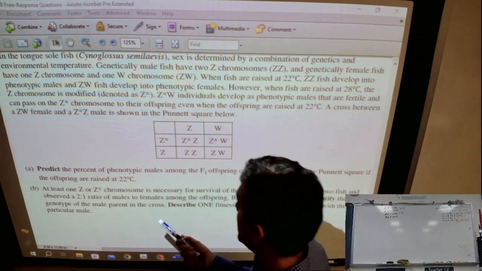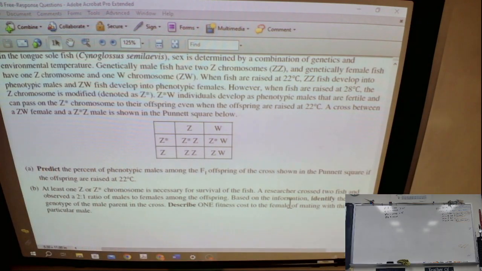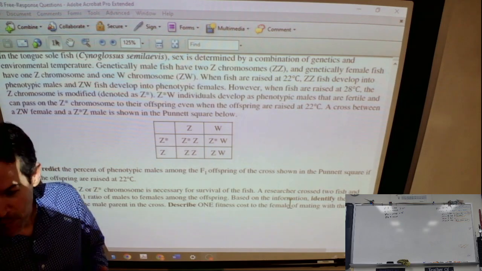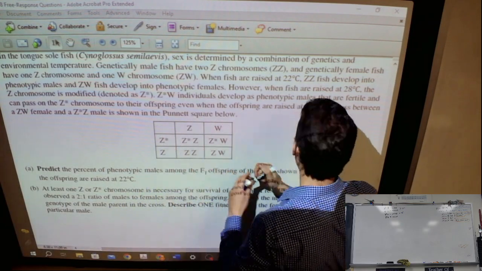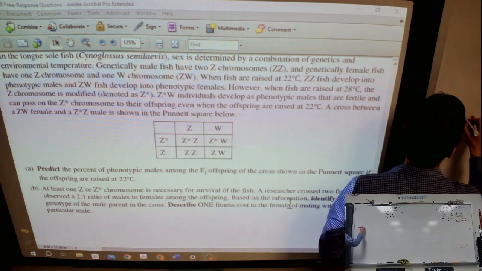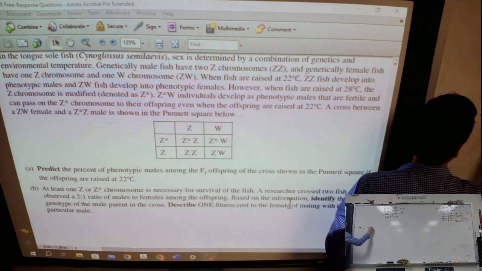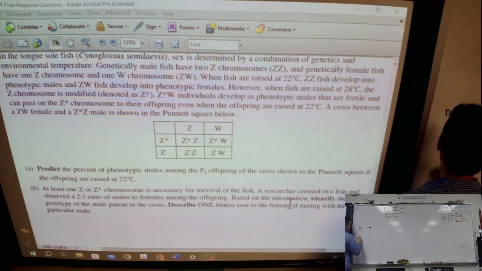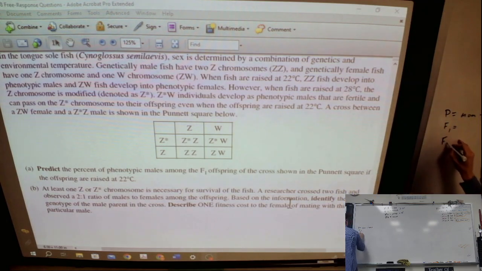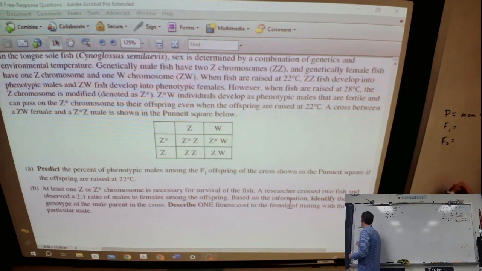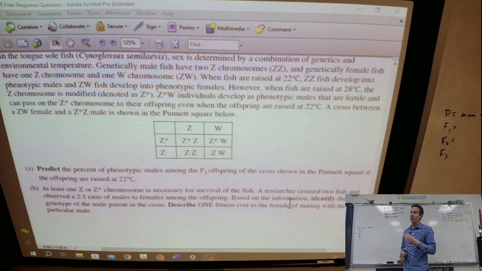So predict the percentage of phenotypic males among the F1 offspring. Remember, the parents are called P. It's like you have the parent generation, that's mom plus dad, and then their kids are called F1. Then their kids' kids, the grandkids, are called F2, and the great-grandkids are F3, and so forth. So instead of saying great-great-great-great-grandkids, you just say F6 or something like that. F stands for filial, and apparently in Latin, filial is a root word for sons.